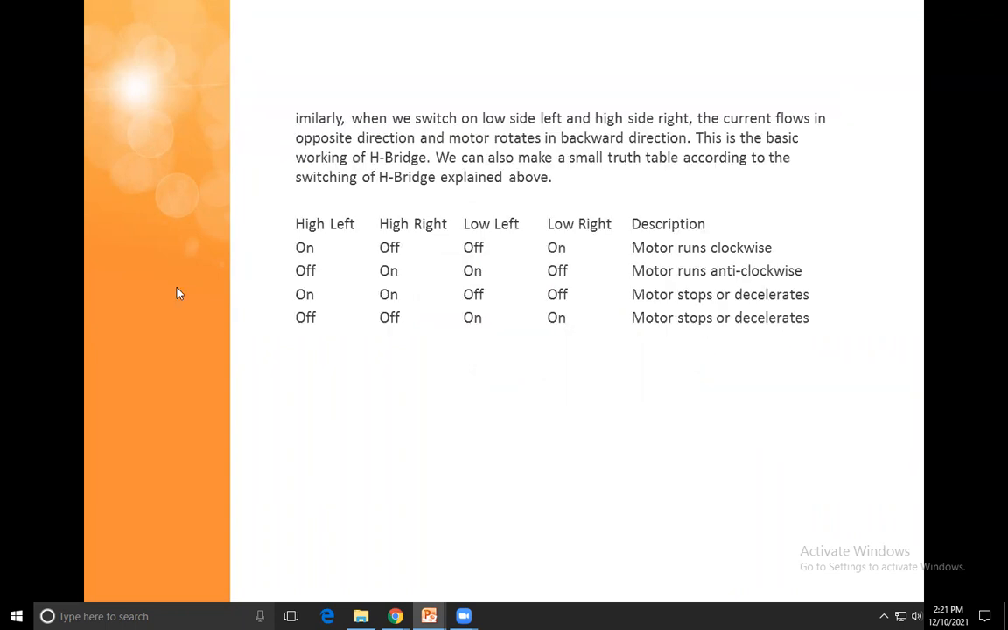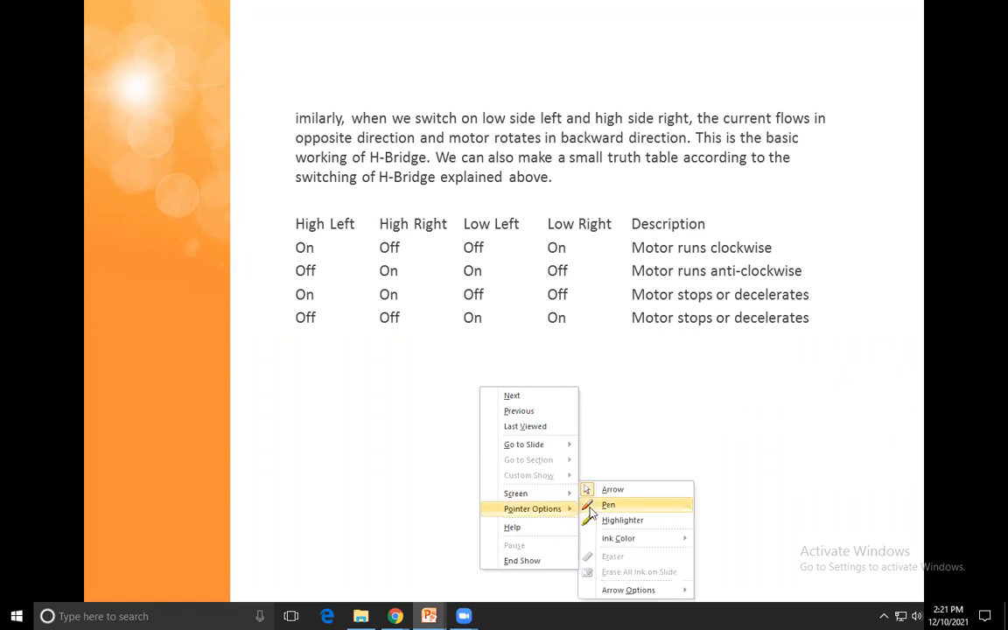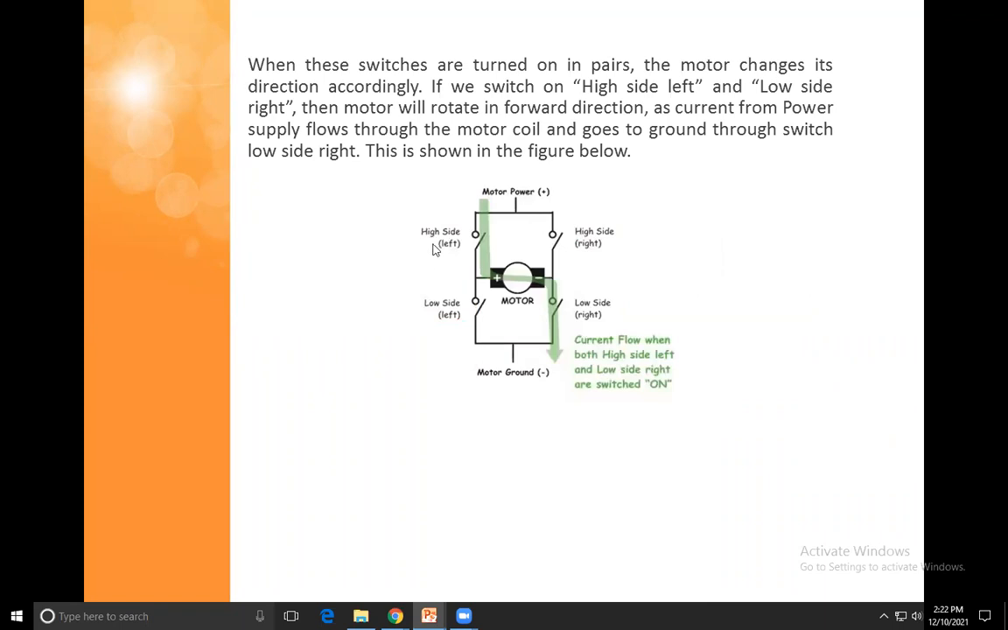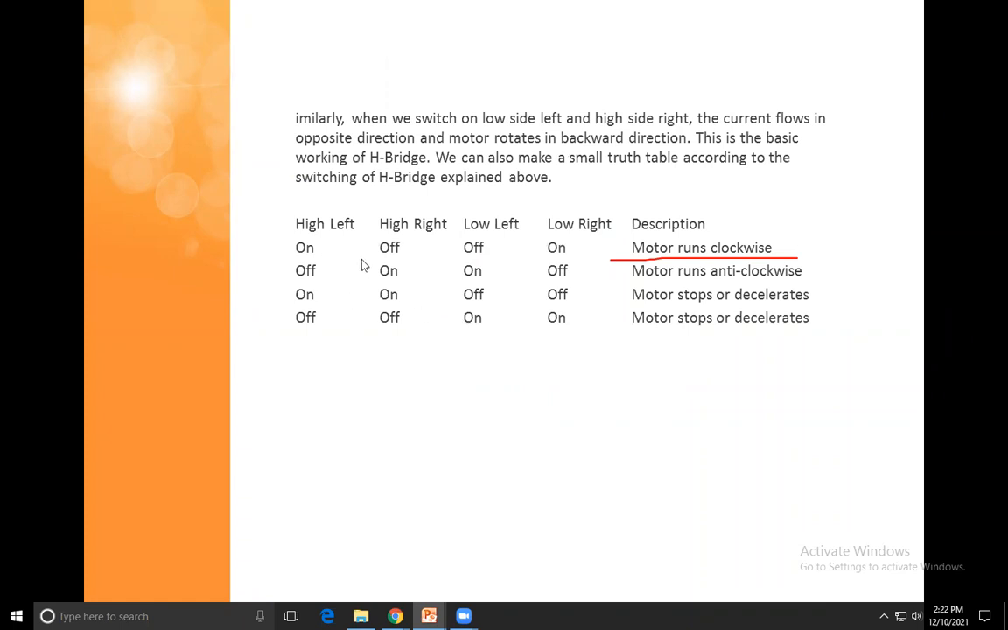See how it is done. Suppose the high left and low right are connected, then the motor goes clockwise. Just as I was discussing, with high left and low right, your motor will be in the clockwise direction. Anti-clockwise means high side right and low side left. See, this is on, it is clockwise. If it is high right and low left, then see, it is anti-clockwise.